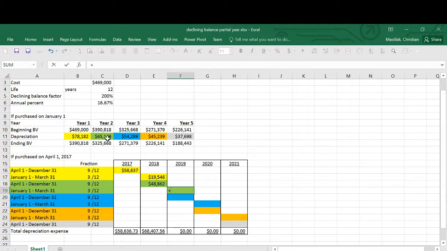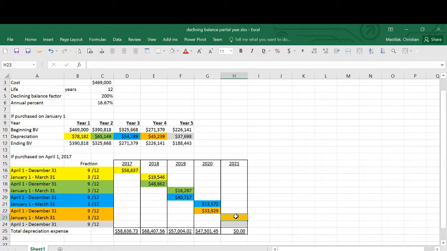The same process is going to go on. We're going to take 65,149 times 3/12, put that in the first 3 months of 2019. The last 9 months of 2019, we'll get 9 months of 54,289. And we'll keep that going. Now, of course, in real life, your financial statements are not likely to be color coded, but you'll be able to, I did that wrong, plus 9 times this number.